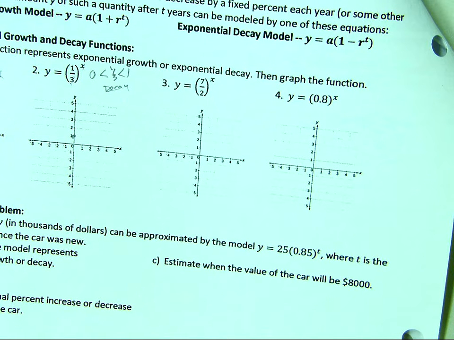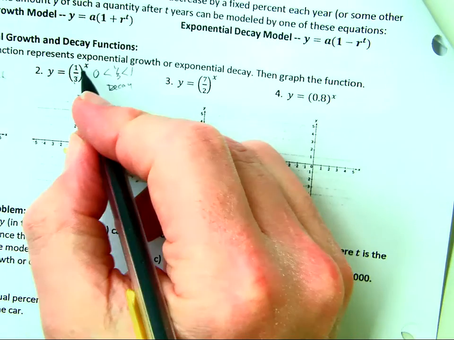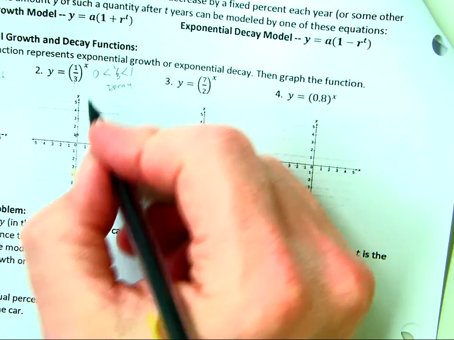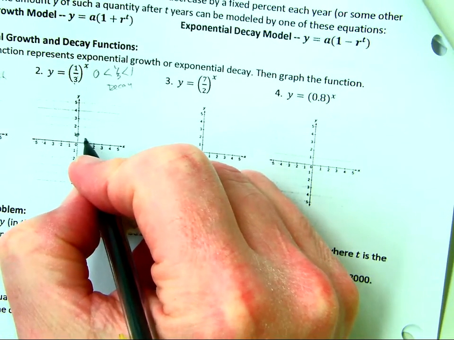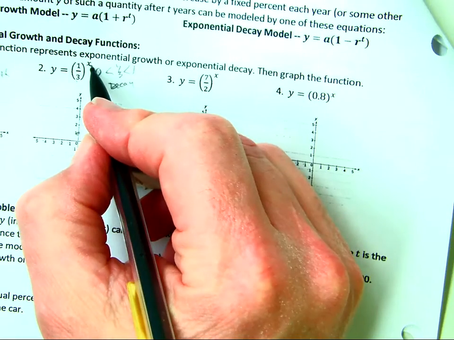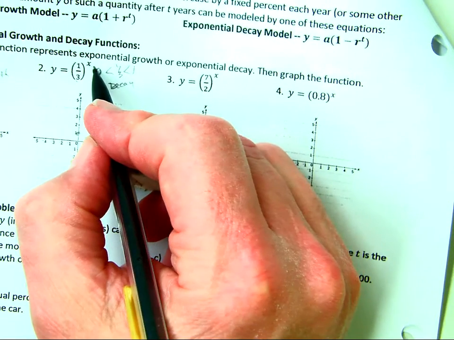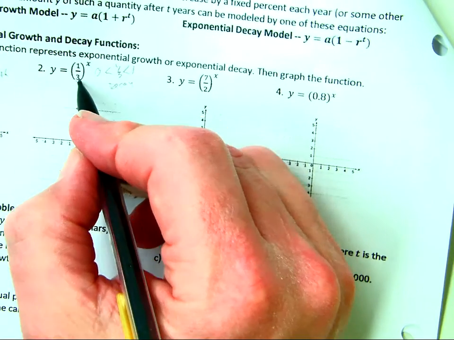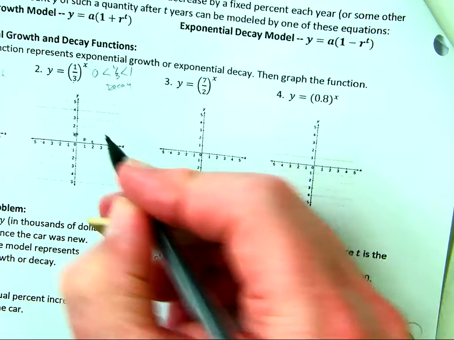That gives us 1 point. Now, if we get a few more, like if x is 1, well, 1/3 to the first is just 1/3. If x was 2, that'd be 1/3 squared, which would be 1 squared over 3 squared, so 1/9.